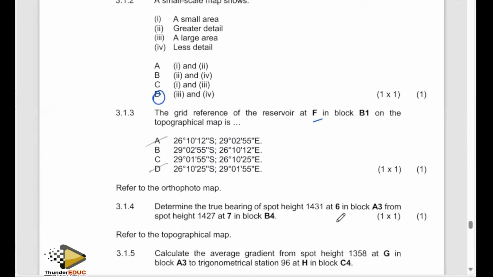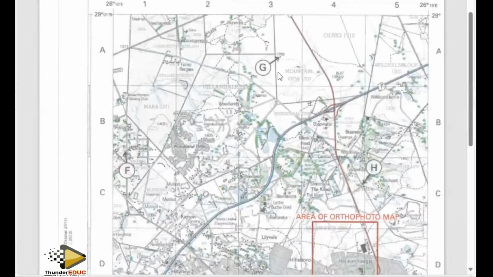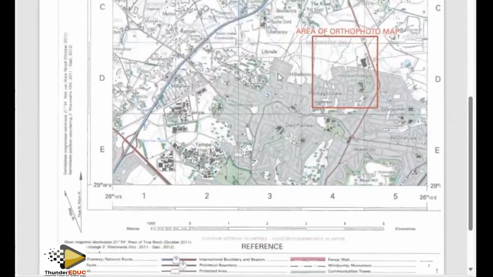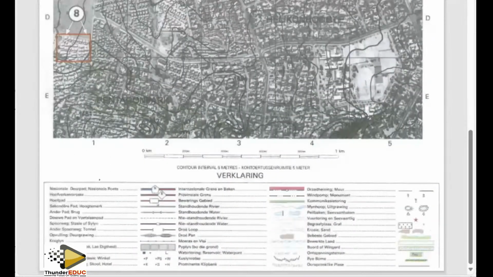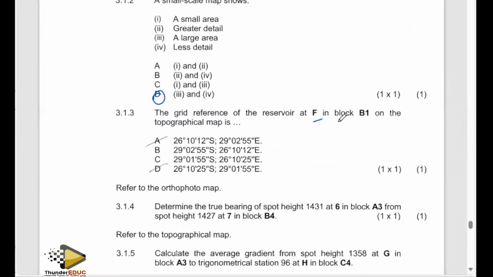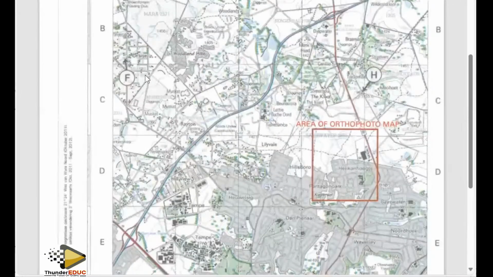The grid reference of the reservoir at F in block B1 on the topographical map is what? For this question, you have to do the odd one out before you even waste your time, by checking on the coordinates, degree values and minute values, which are already provided on the map so that you don't waste time. From the question, we want to deal with our reservoir at F in block B1. Let's go to block B1. Reservoir at F, we find that our F is there. That is where the reservoir is from this point here.